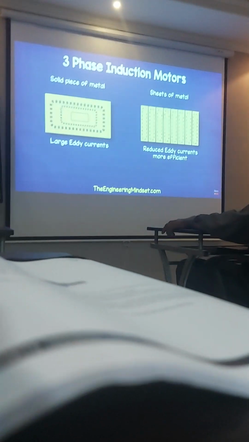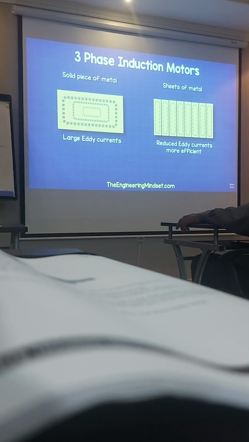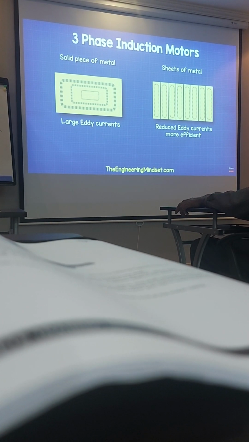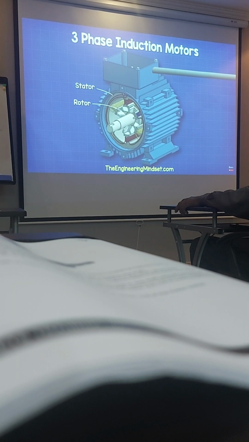These sheets will help concentrate the magnetic field into the bars. Sheets are used instead of a solid piece of metal, as this improves the efficiency by reducing the size of the eddy currents in the rotor. When the rotor is placed inside the stator, and the stator is connected to an electrical power supply, the rotor will begin to rotate. So, how does this work?